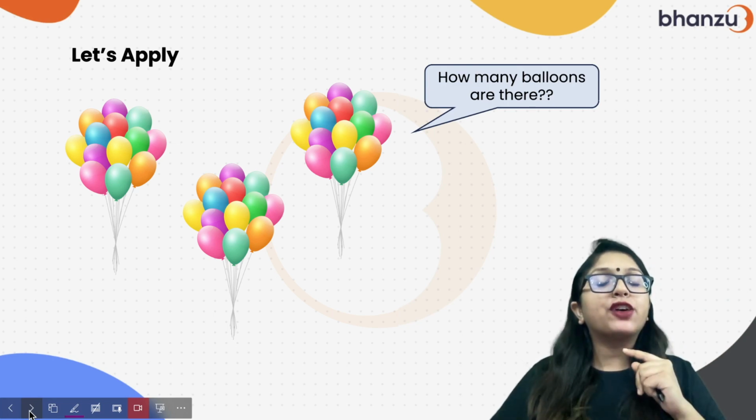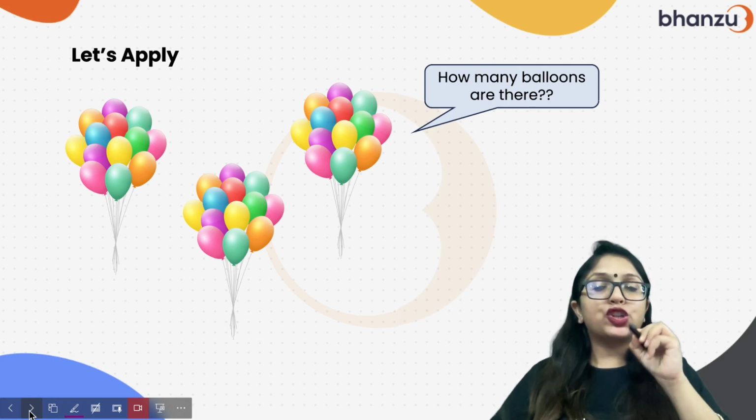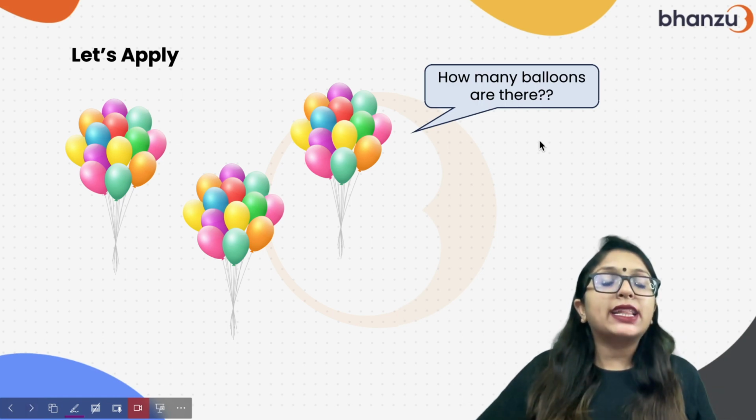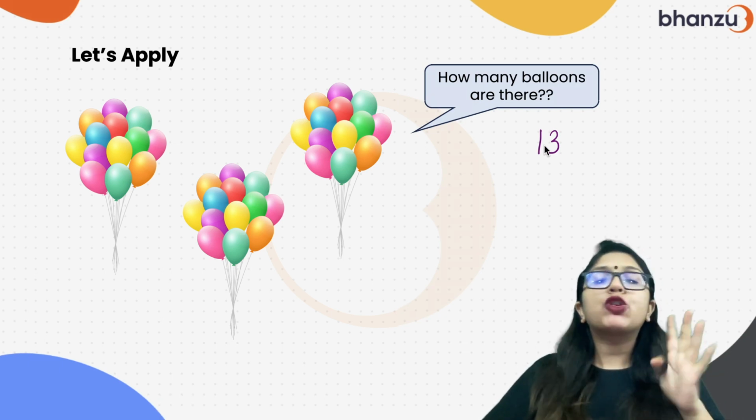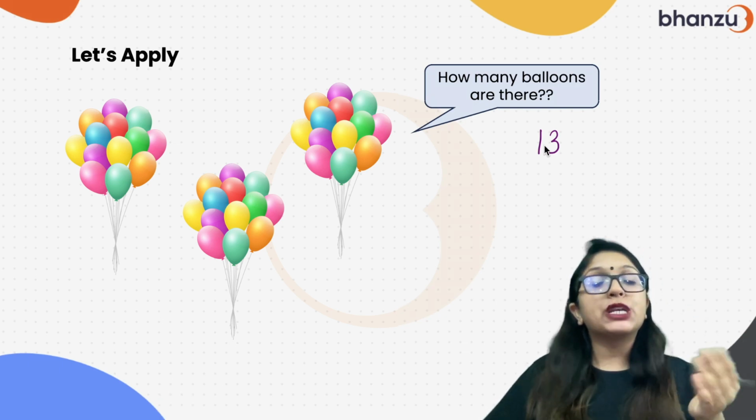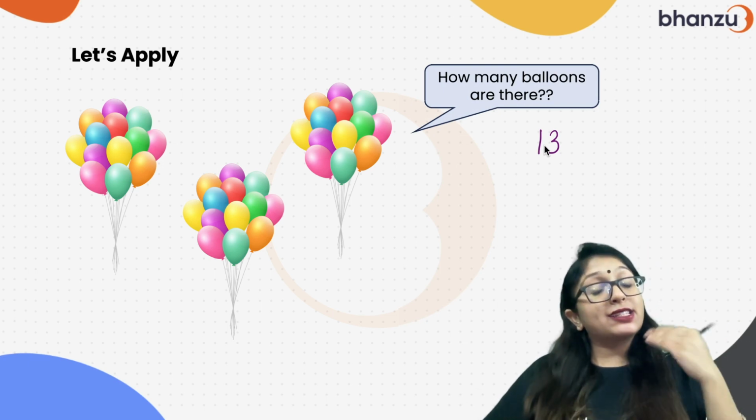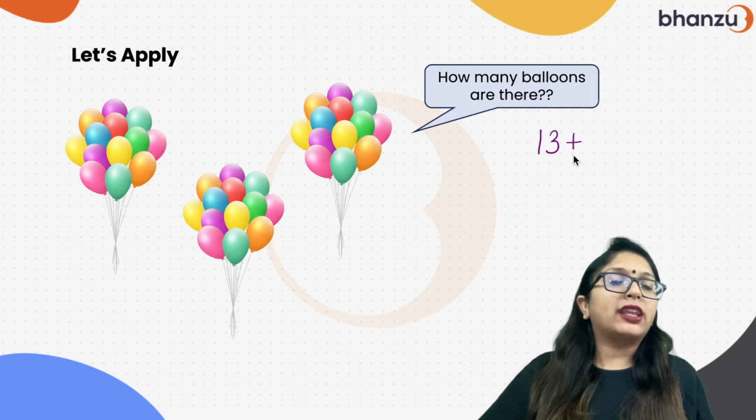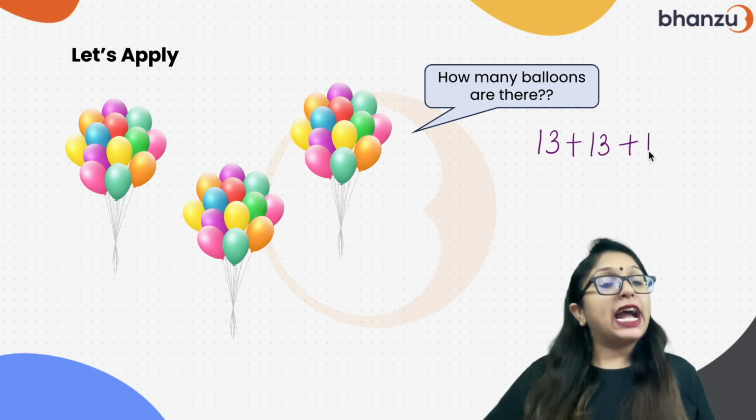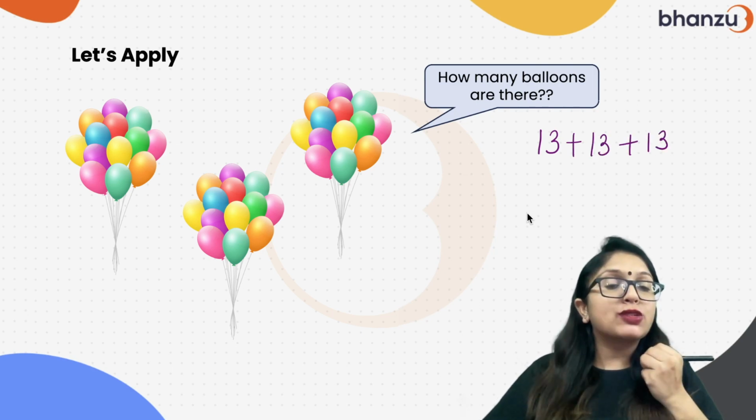How many are there in the first group? Let's count. 1, 2, 3, 4, 5, 6, 7, 8, 9, 10, 11, 12, 13. I could see 13. I hope you can also count 13 only. Now I don't have to count the number of balloons in the other groups because I know they are the same group, equal number of groups, right? And I can just add 13 two more times and we can quickly find how many balloons are there.